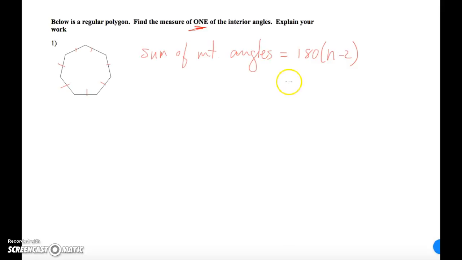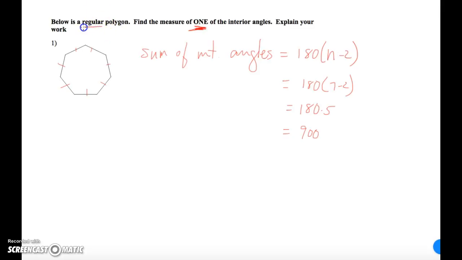So we have that is equal to 180 times 7 minus 2, which is 5. Which is equal to 900. So the sum of the interior angles is 900, but we're looking for just one of the interior angles.